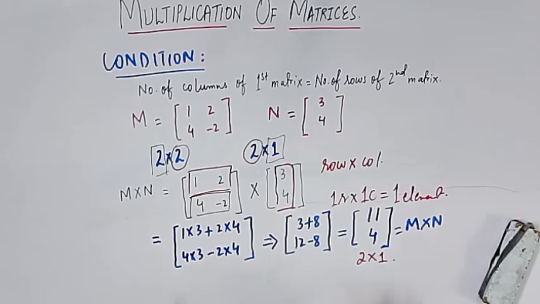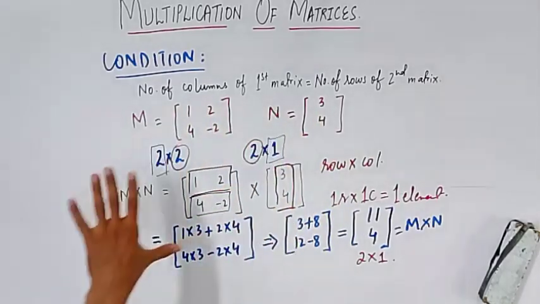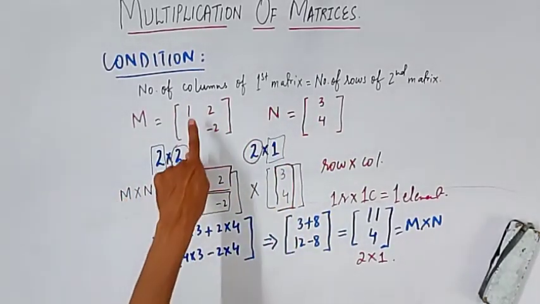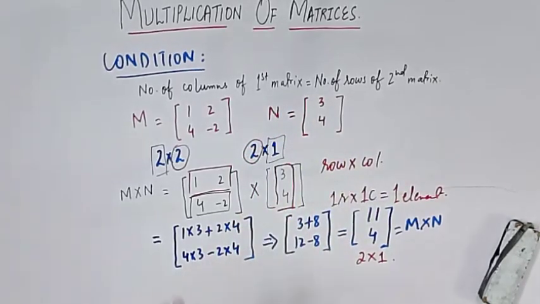Now let's quickly recall and then we will do the second question. What have we done over here? We have multiplied a 2 by 2 matrix by a 2 by 1 matrix. So for the multiplication, the important condition is that the number of columns of the first matrix must be equal to the number of rows of the second matrix. Okay, and then you will start multiplication.